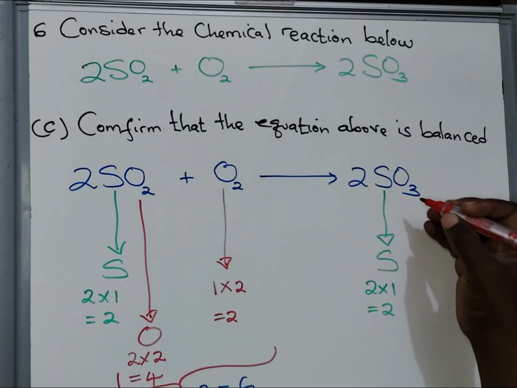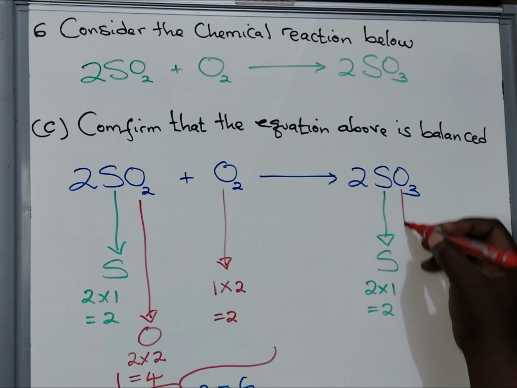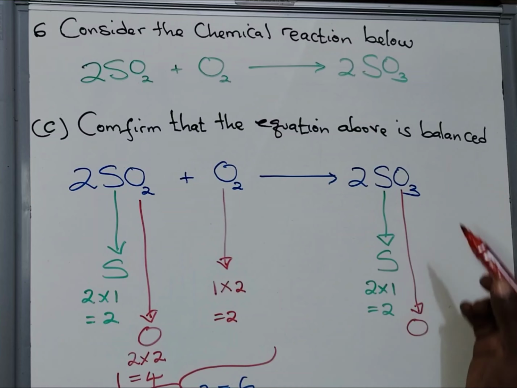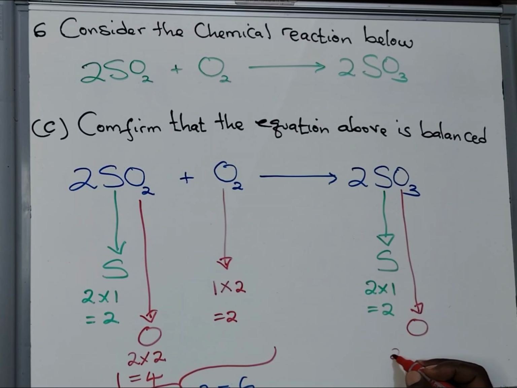So you go to our product side. You have oxygen, which is O, and the coefficient is 2. But the subscript is 3, giving you what? Giving you 6. So the equation is balanced. You have 2 sulfur, 2 sulfur, and you have 6 oxygen and 6 oxygen. So it's balanced.